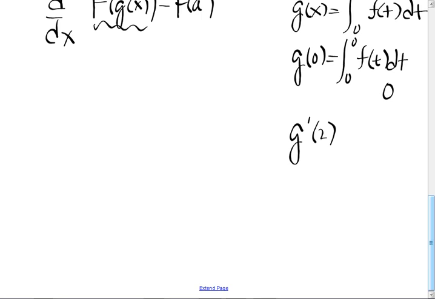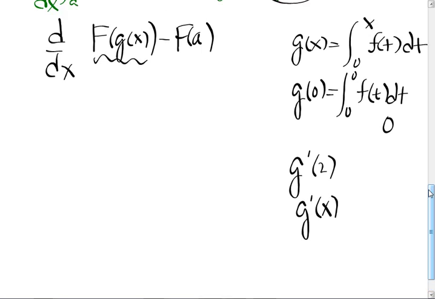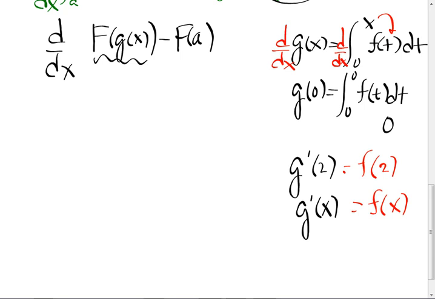They might ask for g prime of 2. Then you would first find g prime of x, and you can't see it because it's up here too high. What's g prime of x? I'll take the derivative with respect to x of both sides. What is g prime of x? It's just f of x. So what's g prime of 2? It's f of 2. I believe question 3 has that in this.